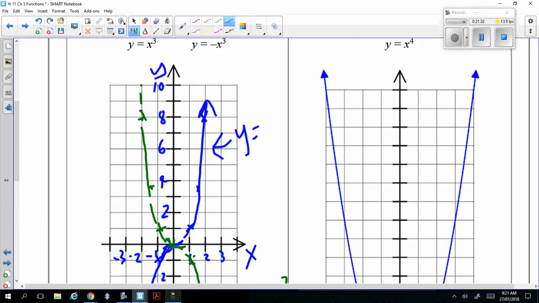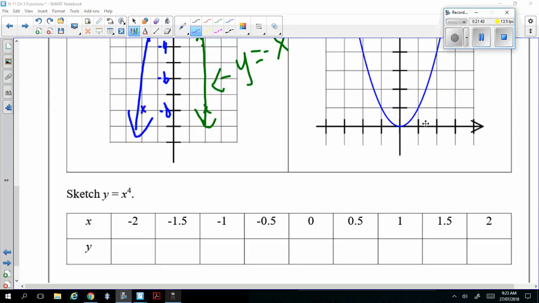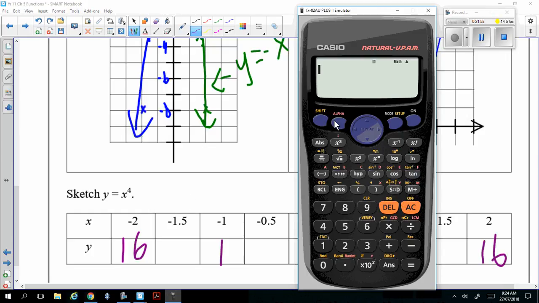X power 4, so you go to -2 to power 4, you'd be positive 16. And then this one will be 1, 0, 1, 16. And then use your calculator for the rest. Notice that when it's a power 4, the negative just disappears. So you go -1.5 to the power of 4. 5 point something. Just put 5.